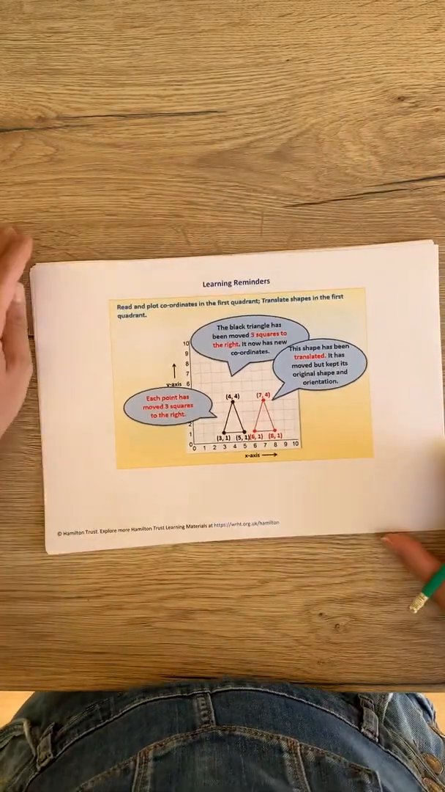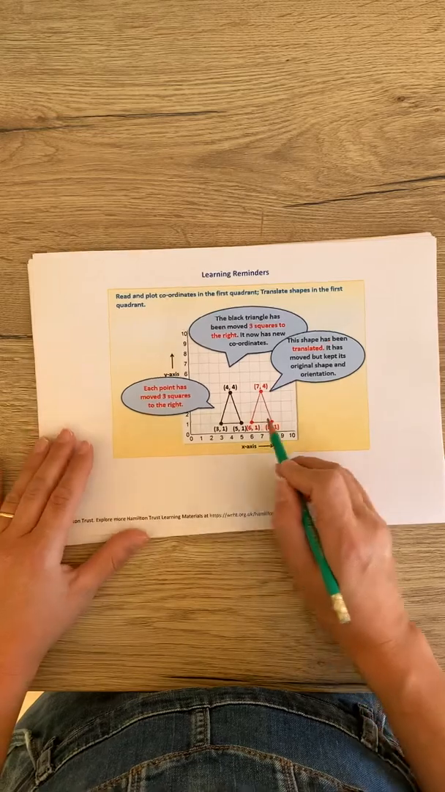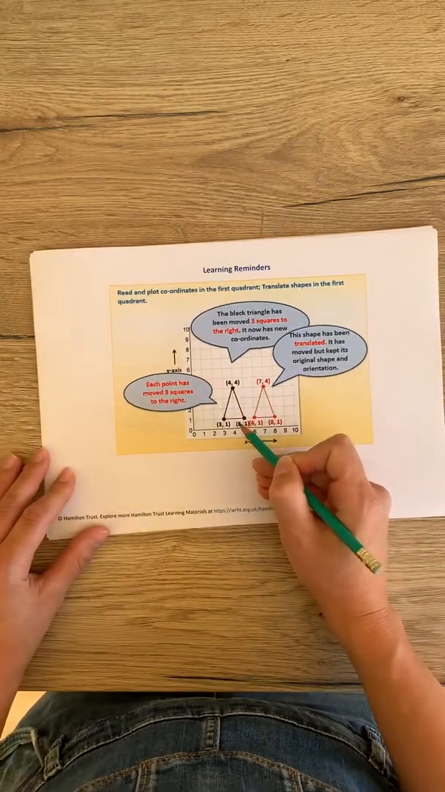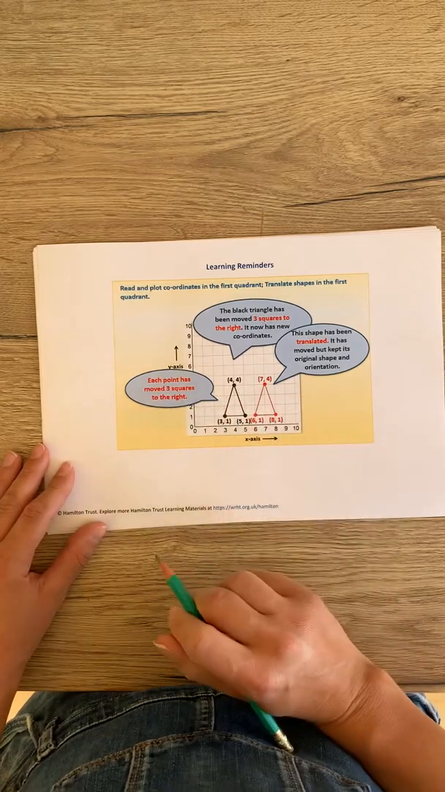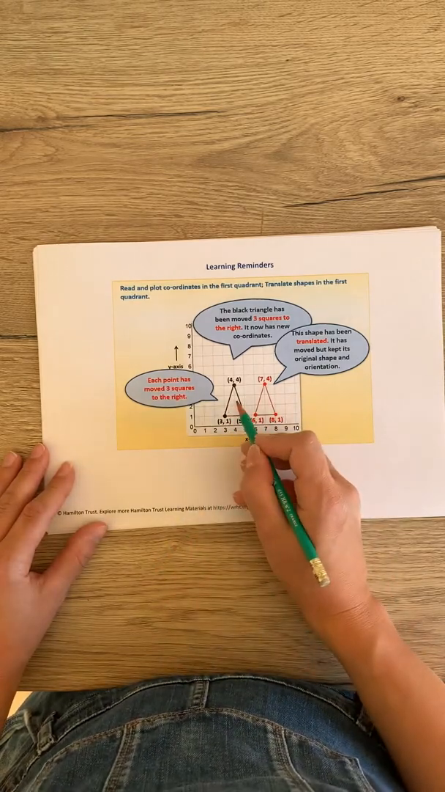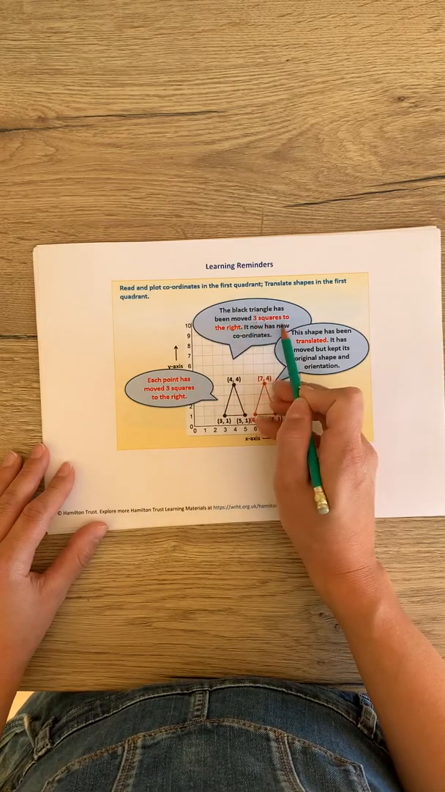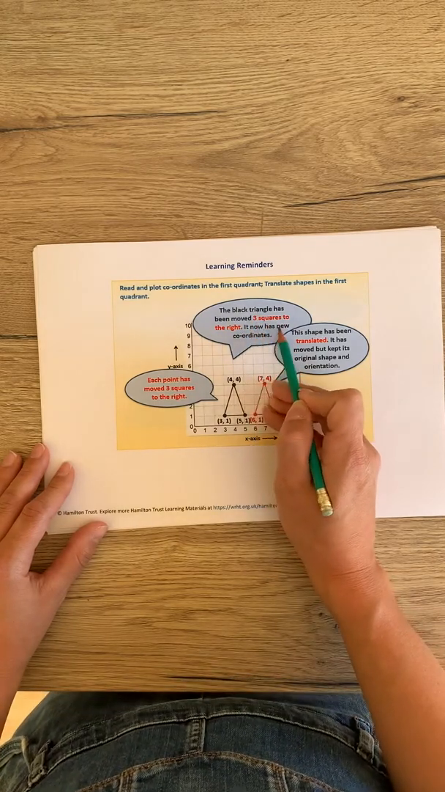Now, we have two shapes that have been plotted here. The first is the black triangle. Do you think you can tell me what kind of triangle it is? Well done if you said isosceles. The black triangle has been moved 3 squares to the right. It now has new coordinates.